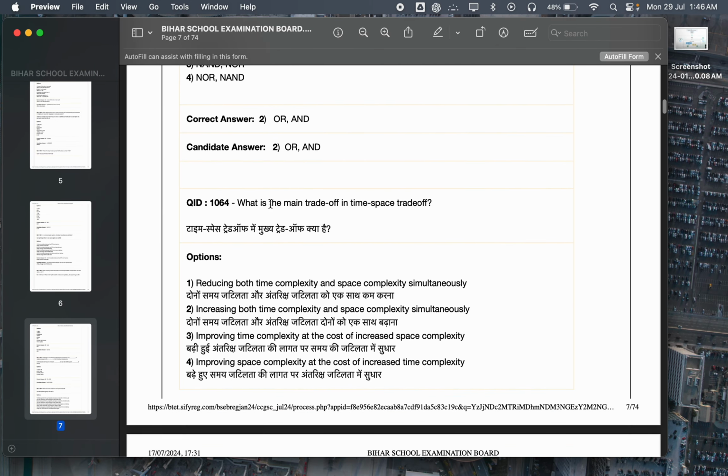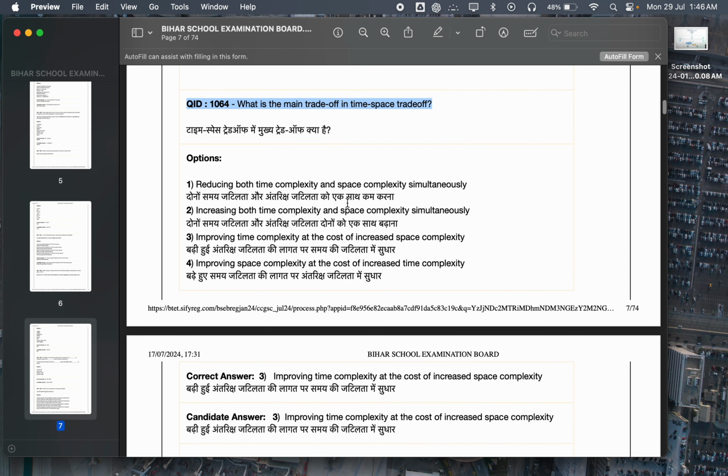So this was correct. What is the main trade-off in time-space trade-off? It means that when you want to reduce your time complexity, you basically go into taking more space, and if you go into reducing the space, it actually takes more time. So it can't be increasing both simultaneously. It has to be opposite.